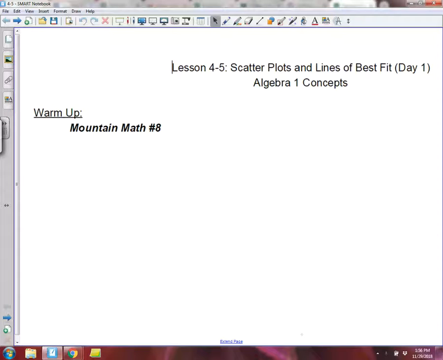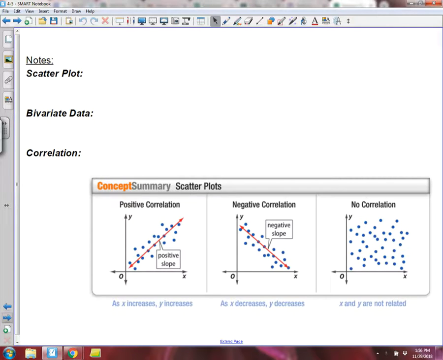What are we talking about today? Scatter plots. What is a scatter plot? Guys, you understand when you collect data, it's not all nice and neat and perfect. Does it ever end up in a perfectly straight line? No, okay? So that's why we call it a scatter plot, because it is scattered all over the place. So a scatter plot is a graph of data.